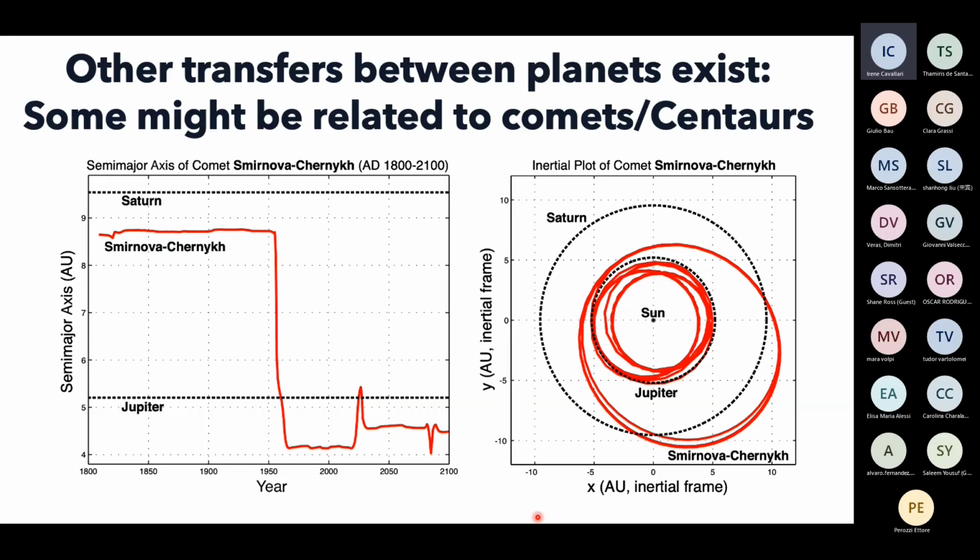This is one particular comet that just does something interesting, Smirnova-Chernykh. It starts out in a large orbit that grazes the orbit of Saturn, but it has a close encounter with Jupiter, and then it's definitely under the control of Jupiter until at least 2100.